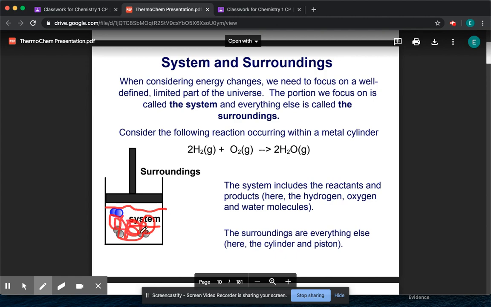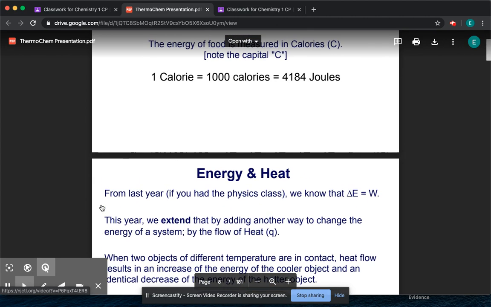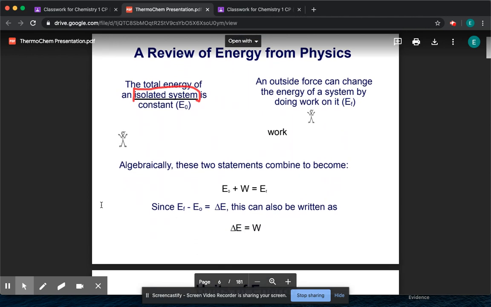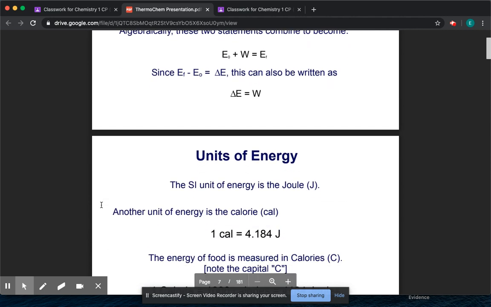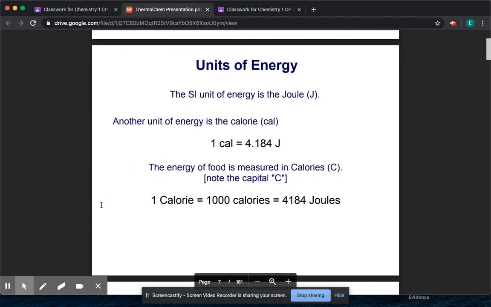Everything else, absolutely everything else in the world, is the surroundings at that point. And that includes the container. Let's say this is a glass beaker. The glass beaker is the surrounding. Anything else around it is the surrounding. If you were touching it, your hand is a part of the surroundings. The only thing that's considered the system is the liquid or wherever the chemical reaction is taking place. So that's what they mean by system and surroundings. When a chemical reaction takes place, that is your system. And that system is either going to gain energy or it's going to lose energy.